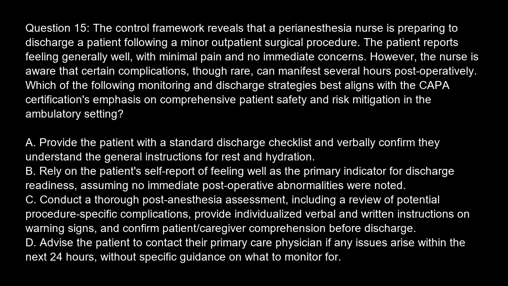Option A. Provide the patient with a standard discharge checklist and verbally confirm they understand the general instructions for rest and hydration. Option B. Rely on the patient's self-report of feeling well as the primary indicator for discharge readiness, assuming no immediate post-operative abnormalities were noted. Option C. Conduct a thorough post-anesthesia assessment, including a review of potential procedure-specific complications, provide individualized verbal and written instructions on warning signs, and confirm patient/caregiver comprehension before discharge. Option D. Advise the patient to contact their primary care physician if any issues arise within the next 24 hours, without specific guidance on what to monitor for.